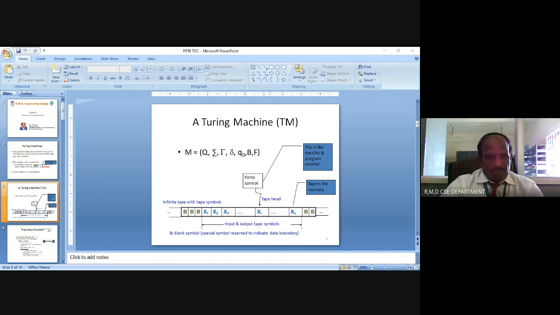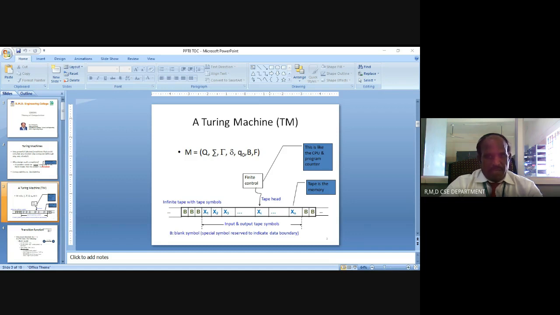So the input tape has the tape symbols. The input tape symbols are initially X1 to Xn. B indicates the blank symbol. The tape is the memory. The tape head will read or write. It's like a CPU, which is the overall control of the Turing machine.